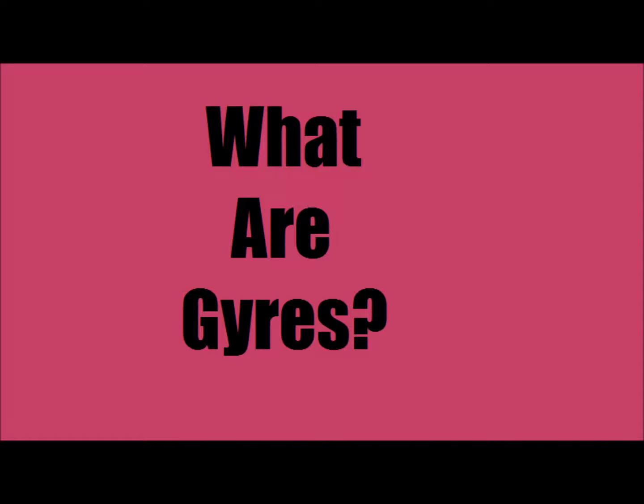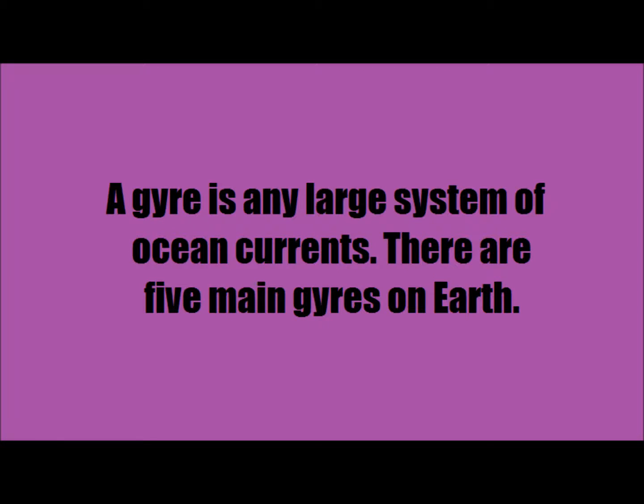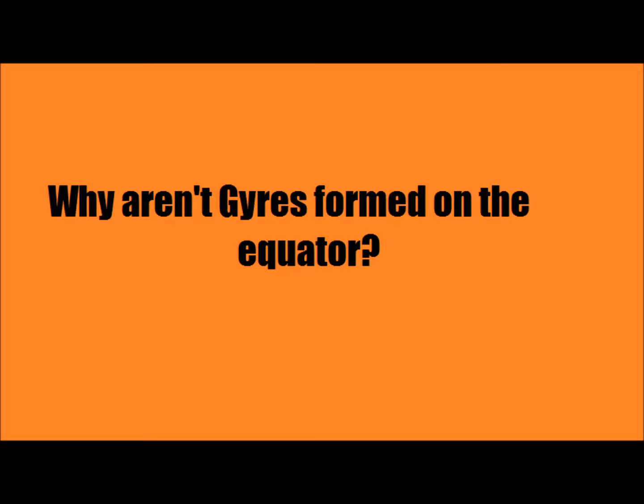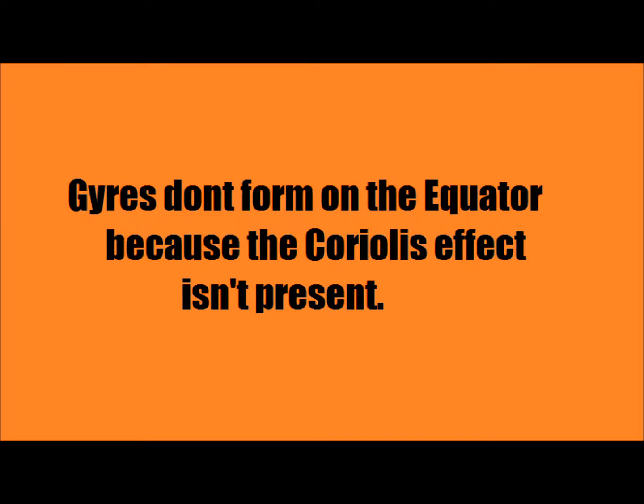What are gyres? A gyre is any large system of ocean currents. There are 5 main gyres on Earth. Why aren't gyres formed on the equator? Gyres don't form on the equator because the Coriolis effect isn't present.